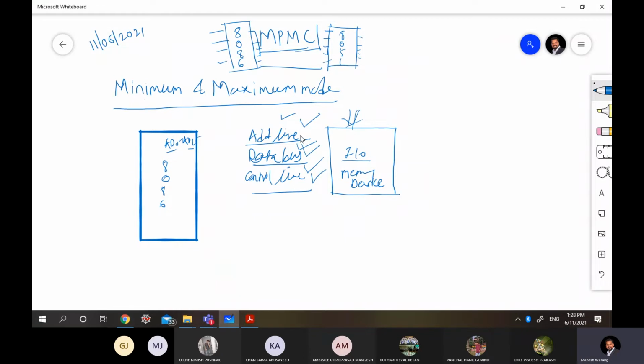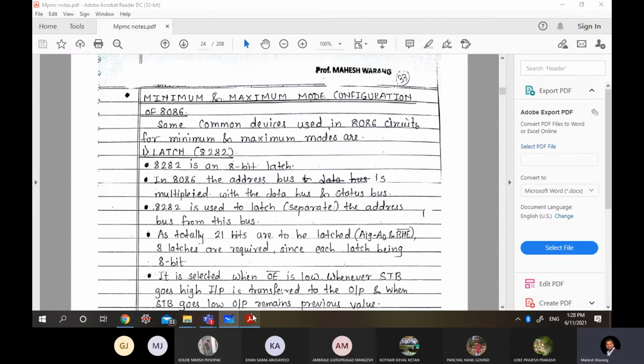Now, to do all that, we need some different supporting ICs to separate these lines. We will see those supporting ICs first, and then proceed with the diagrams of minimum and maximum mode. The first supporting IC is called a latch.